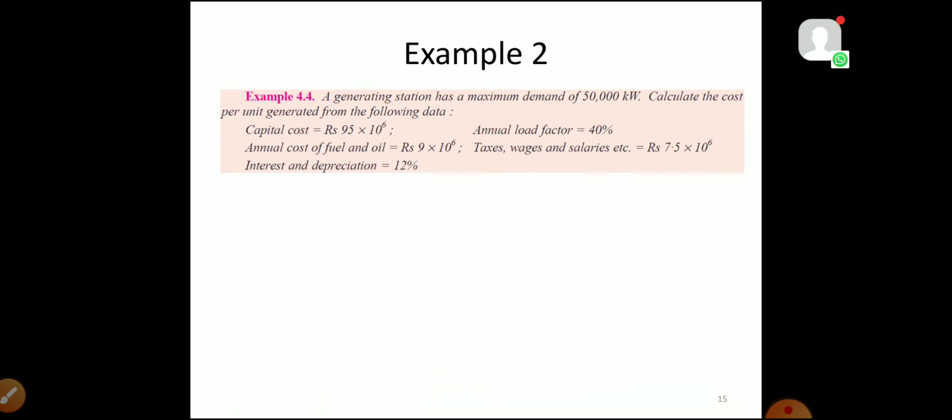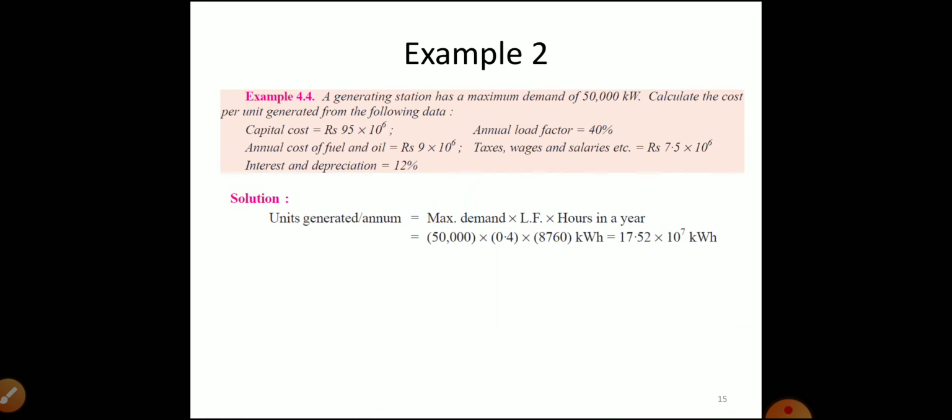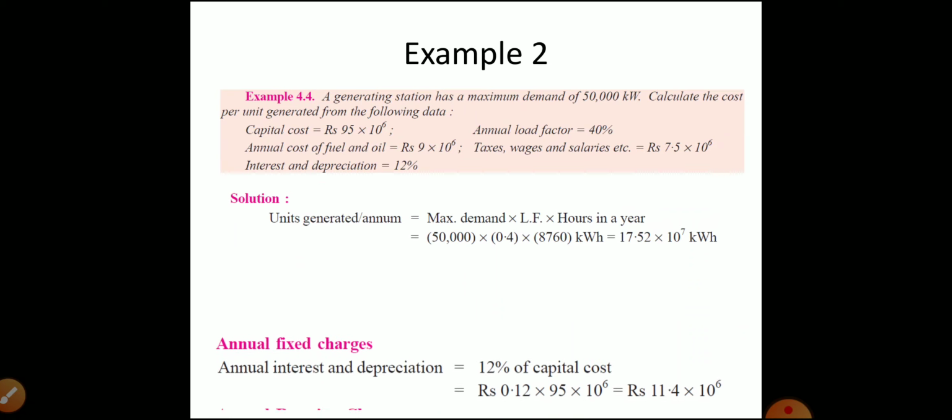So again we have to follow the same steps. We have to calculate two things to calculate the production cost. First, how many units have been generated, and second, how much total cost is required for the given number of unit generation. So units generated we have to calculate first: maximum demand into load factor into hours in a year. That gives us 17.52 into 10 to the power 7 units.